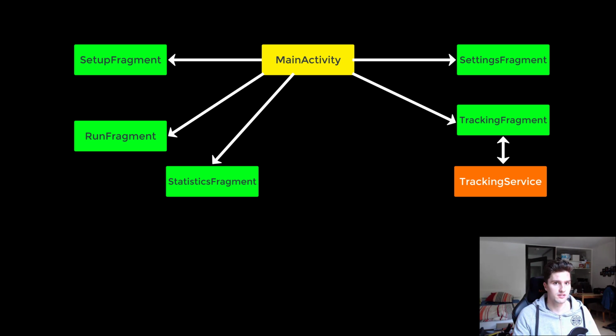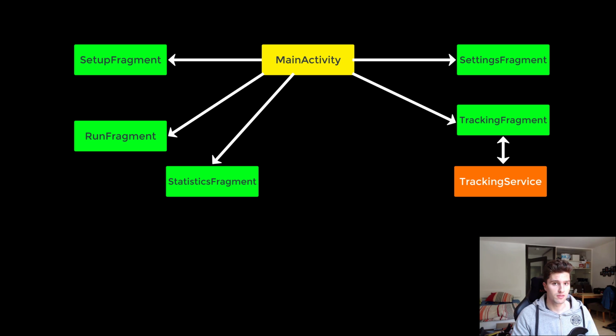So we will need a service for that, because we want to track the location in the background. Because of course, usually when you go running, you don't have that app open. Instead, you will have the display turned off and put your phone in your pocket. So we really need to make sure that the location is still tracked in the background, for which we will use this tracking service, which will be a foreground service.